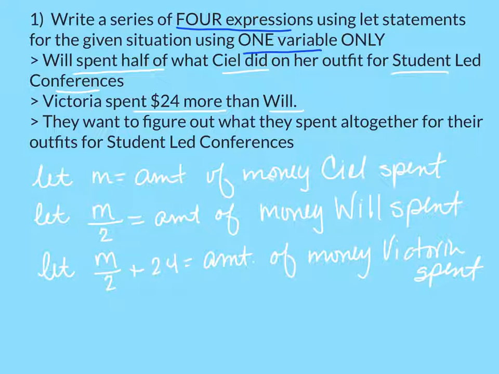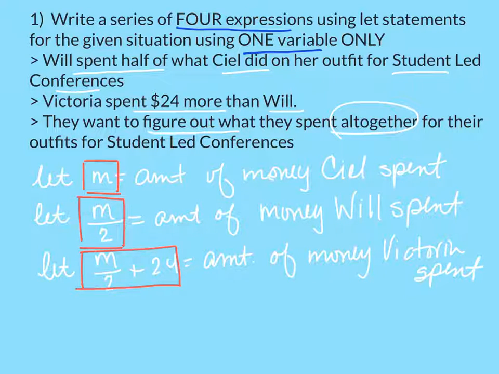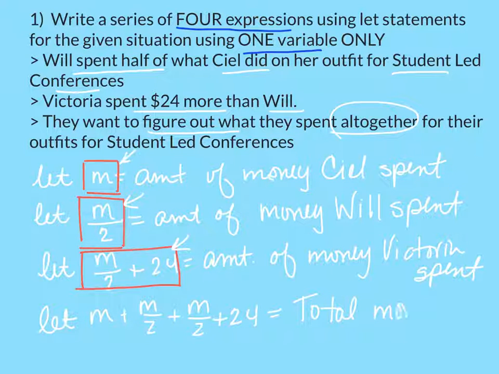Our fourth let statement tells us they want to figure out what they spent all together. So that means it's a total. I know I find a total by adding things together. I know how much each person spent because I just wrote these expressions, and I know that I need to be adding them together. So I'm going to have let M, that's how much Sayel spent, plus M divided by 2, that's how much Will spent, plus M divided by 2 plus 24, which is how much Victoria spent. And that equals the total money spent.